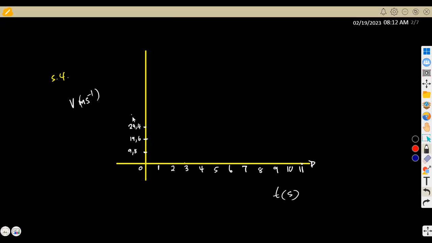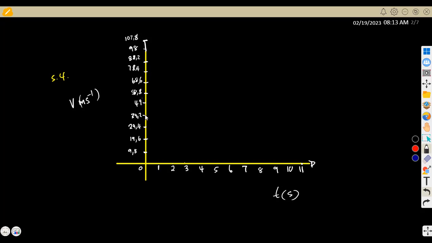So that is going to be 39.2. If we add, that's 49. If we add, that's 58.8. If we add 9.8, we are going to have 68.6. If we add 9.8, we are going to have 78.4, and so on, guys. Up to the last one, which corresponds with 11. So that is at 98. And the last one at top, that's 107.8.